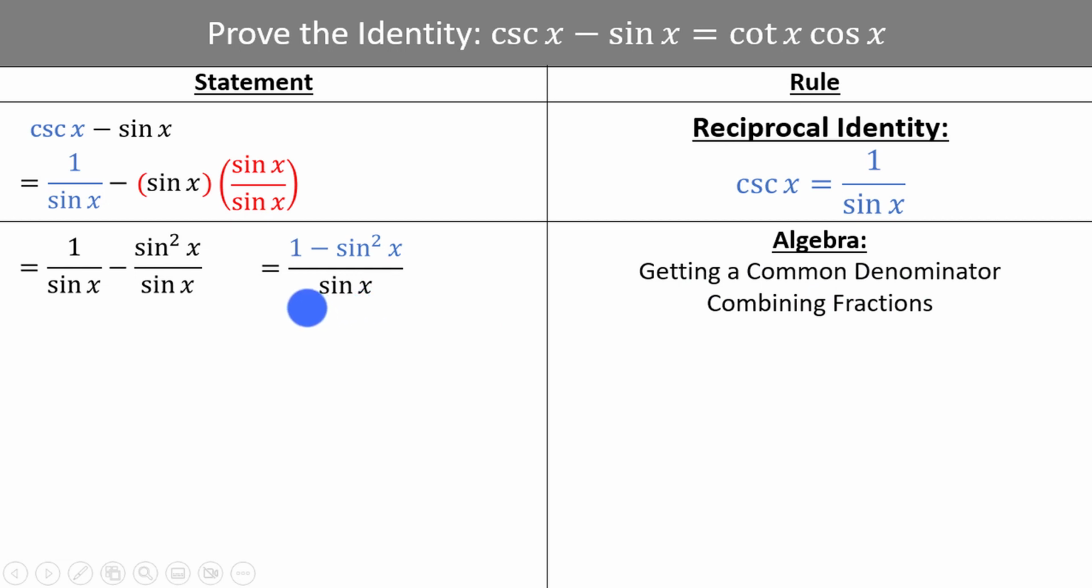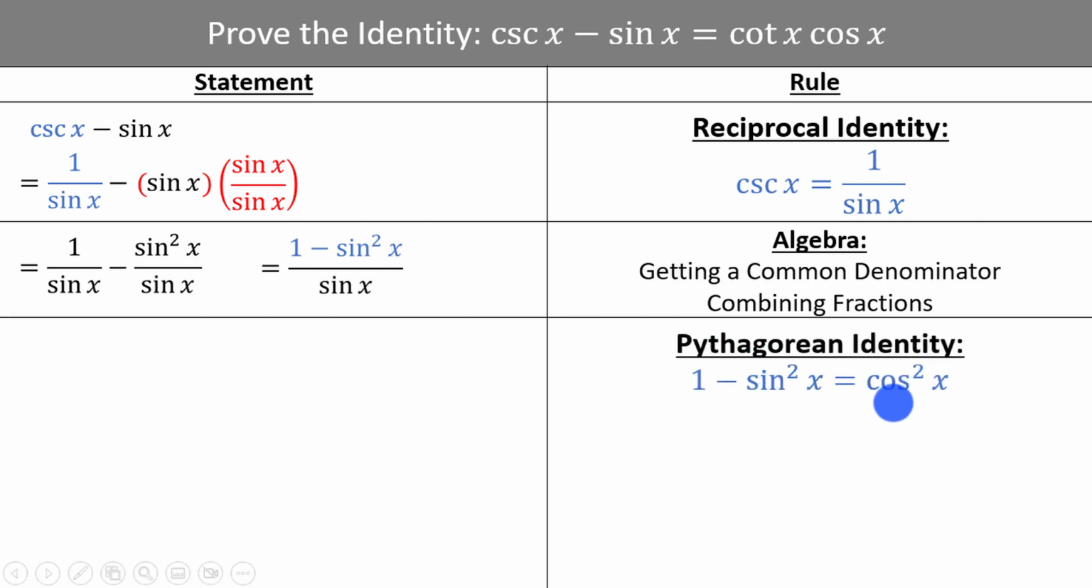Now, I really hope that you recognize the numerator as a Pythagorean identity. 1 minus either sine squared or cosine squared always gives you the other one. So 1 minus sine squared is the same thing as cosine squared. We can replace 1 minus sine squared with cosine squared in our problem.